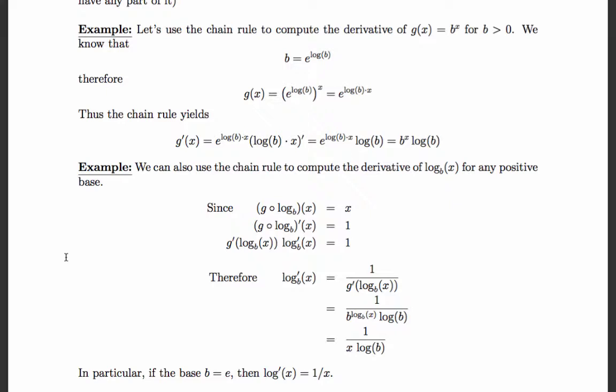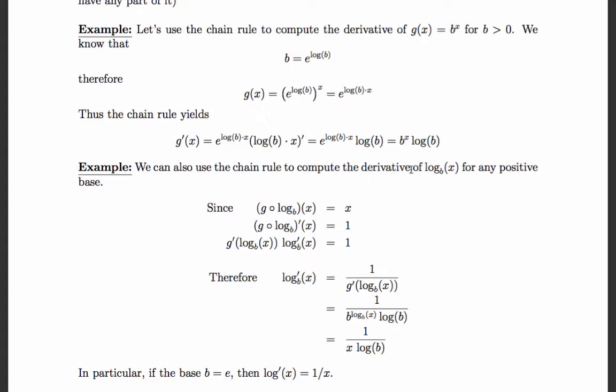All right, let's flex our chain rule on another example. We can use the chain rule to compute the derivative of the logarithm for any positive base. Remember that g composed with log b of x equals x. Therefore, the derivative of g composed with log b of x equals the derivative of x, which is 1. Now, if I apply the chain rule to the derivative of the composition on the left, I get g prime of log b of x times the derivative of log b of x. Solving for the derivative of log b of x, I get 1 over g prime of log b of x.